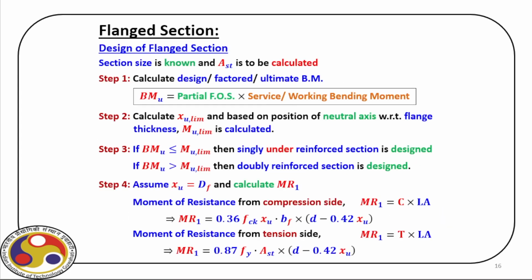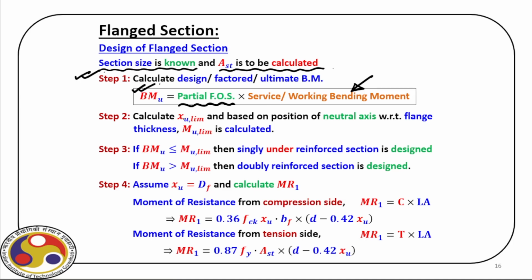Now, as we always do, we summarize this design methodology in steps and see how it goes for the design of a flange section. You can see what is there on your screen. So we start with a known section size. Our task is to find AST. Then step 1, again, we find the demand that comes from the load and appropriate factor. So with these we find the demand, and then our actual design starts from step 2.